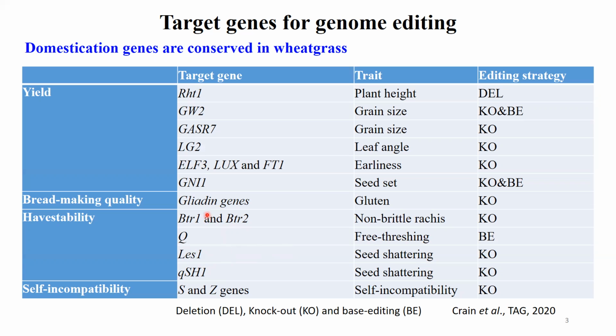Based on the nucleotide sequence alignment, those genes are very conserved in the wheatgrass genome, which gives us a hint that we may edit those genes to accelerate the domestication of wheatgrass. A work from Dr. Jesse Poland showed that self-incompatibility of wheatgrass is controlled by S and Z loci genes. We are thinking knockout of those genes may make wheatgrass self-compatible.